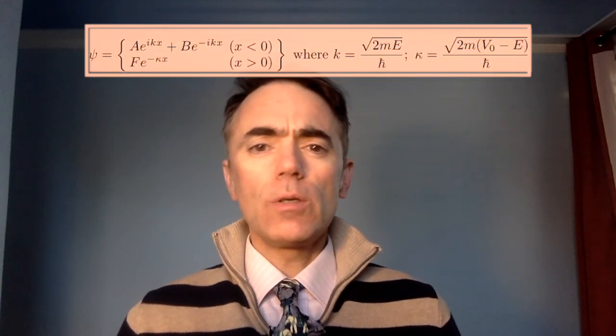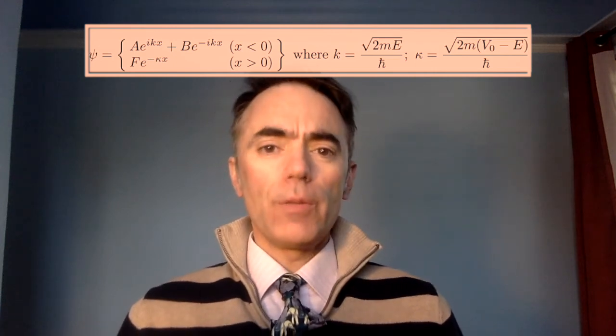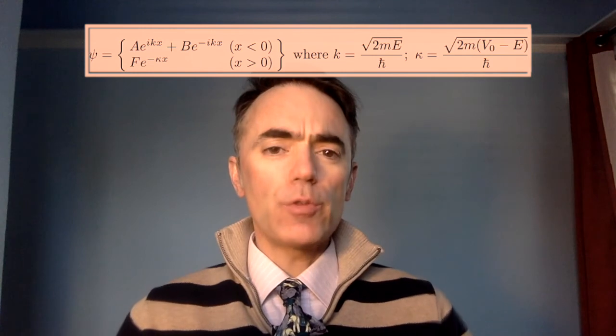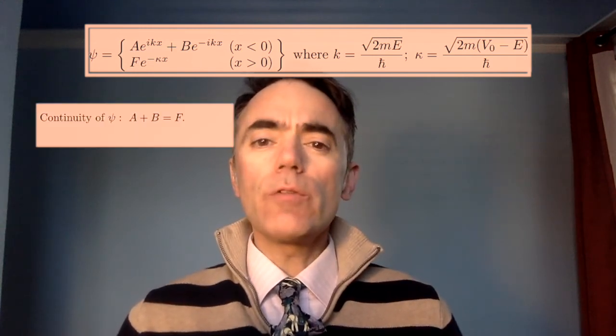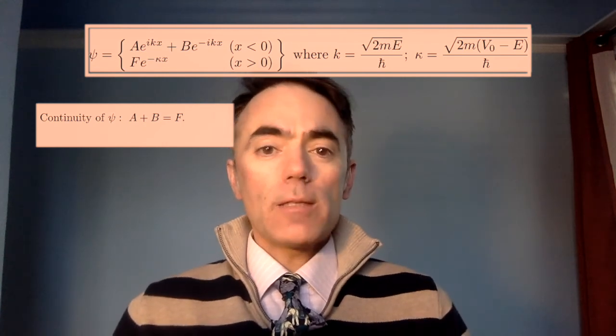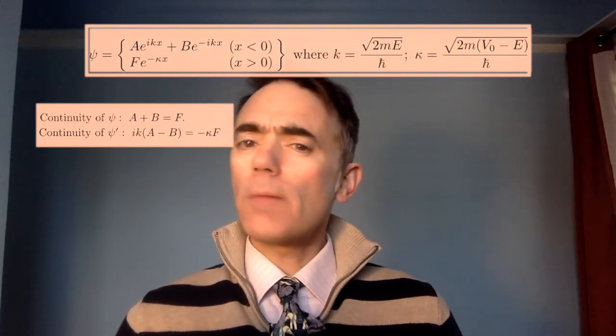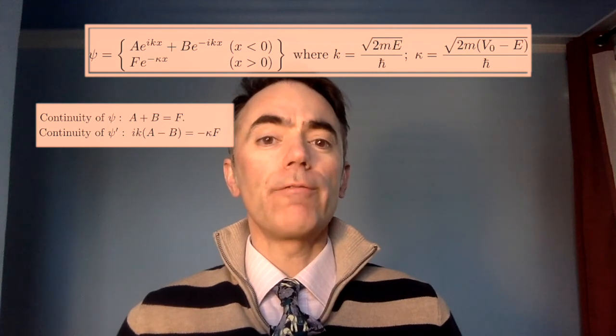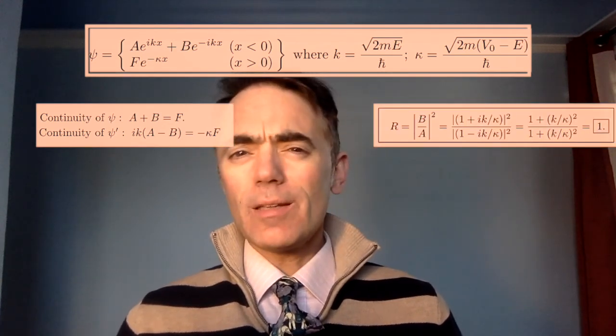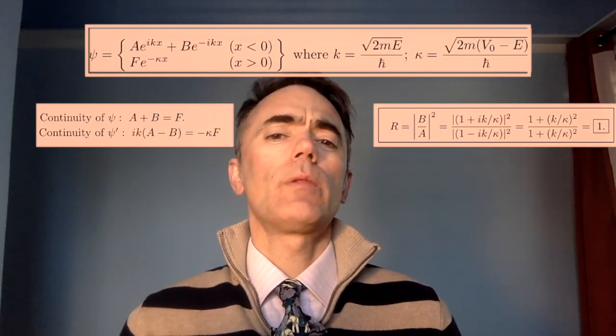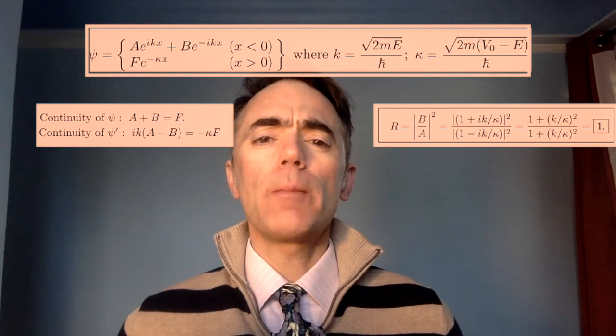Let's consider a particle with lower energy than the step in the region that the potential is 0. We expect the wave function to be wavy. For the region where the potential is V0, we expect the behavior to be a decaying exponential. Continuity of the wave function at the boundary implies that a plus b is equal to f. Continuity of the derivative of the wave function at the boundary implies that ik times a minus b is equal to minus kappa f. Solving the system of equations, we can find that the reflectivity coefficient is equal to 1. This means that even though the particle can penetrate the barrier by tunnel effect, at some point all the wave function is going to be reflected back. You can solve the case where the energy of the particle is higher than the barrier.